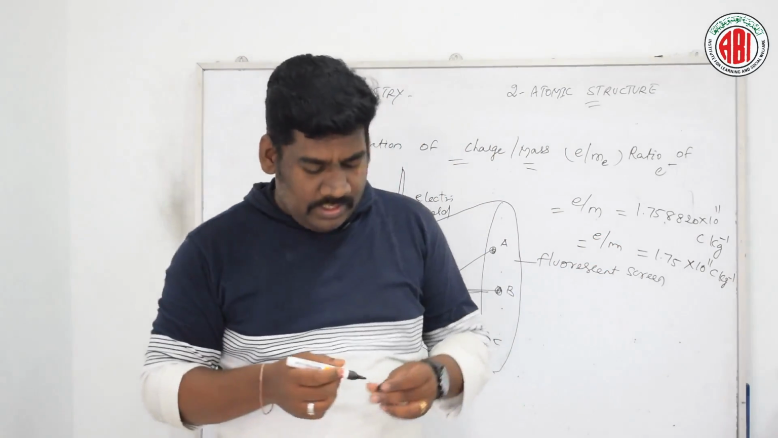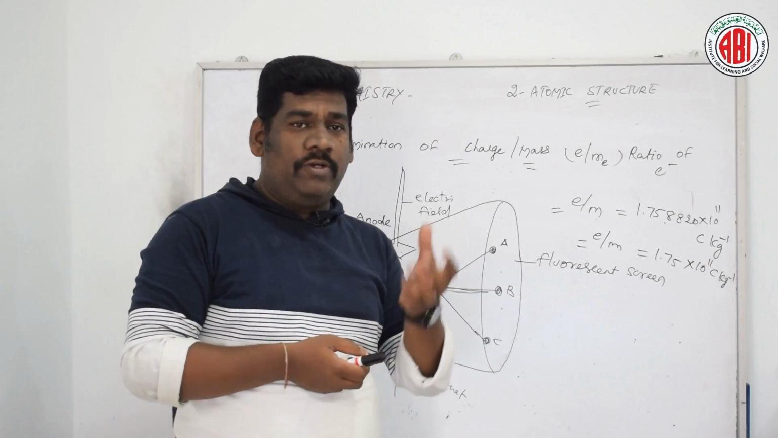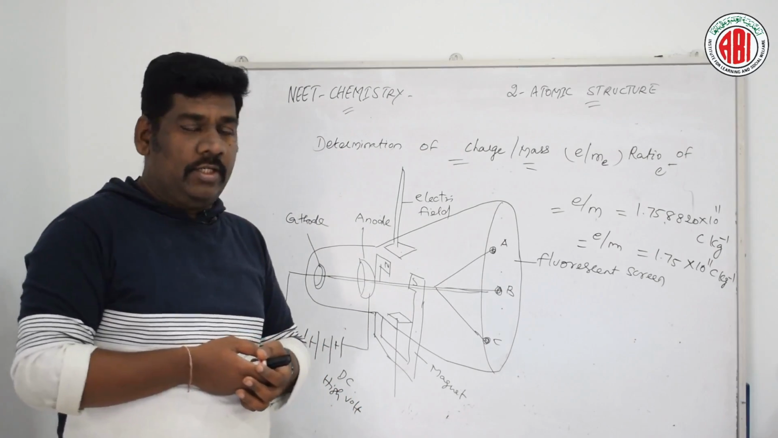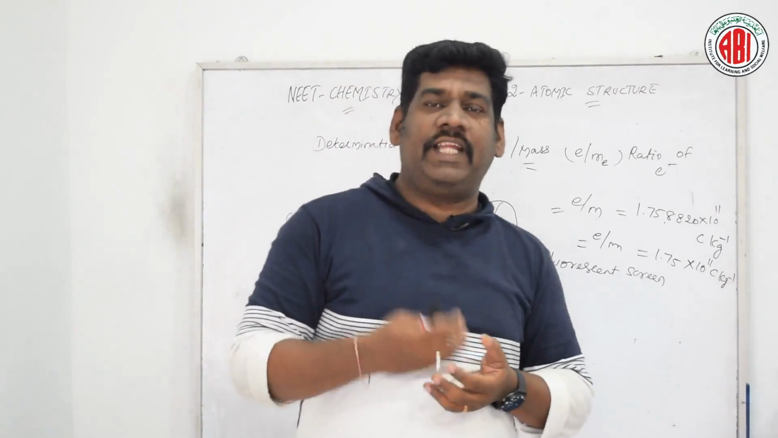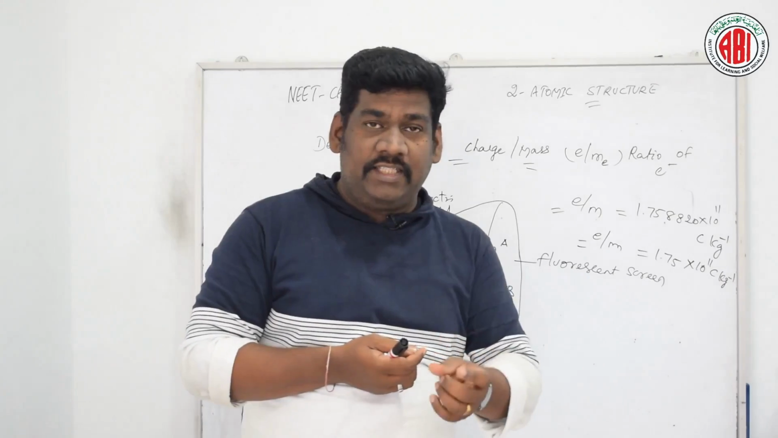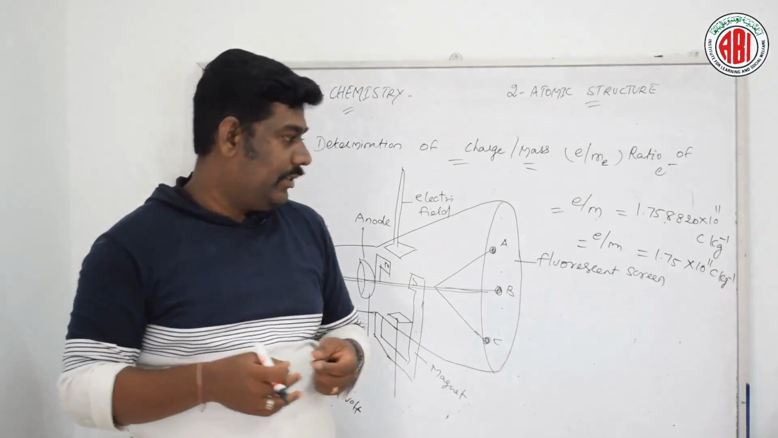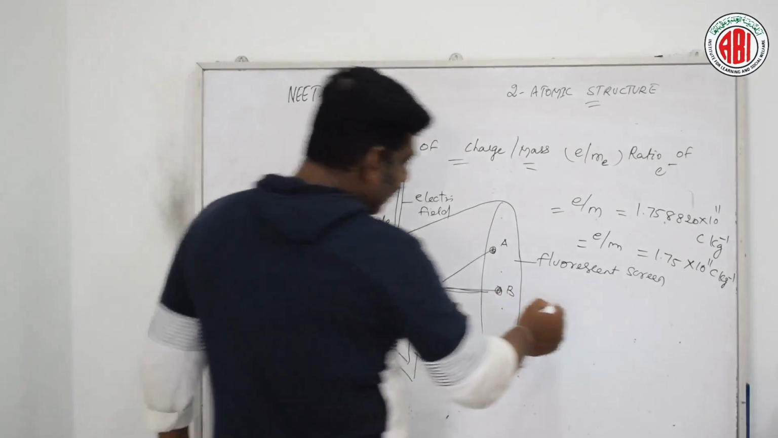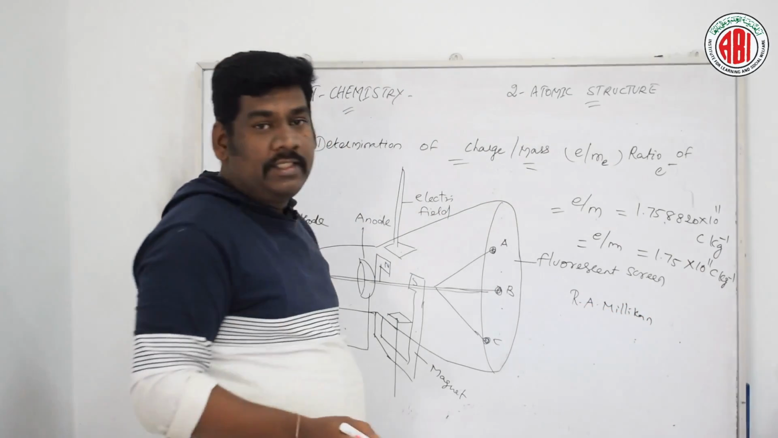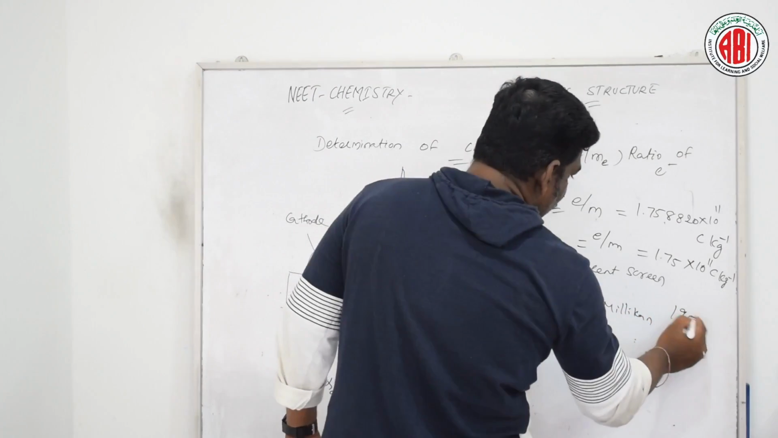This could be calculated. Then we might have a question related to this: how would we determine the charge of an electron? To find the charge of fundamental particles, not only the electron but also the proton, the determination was done by R.A. Millikan by doing his experiment in the year 1909.